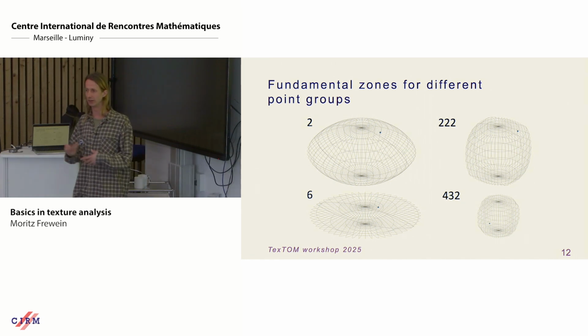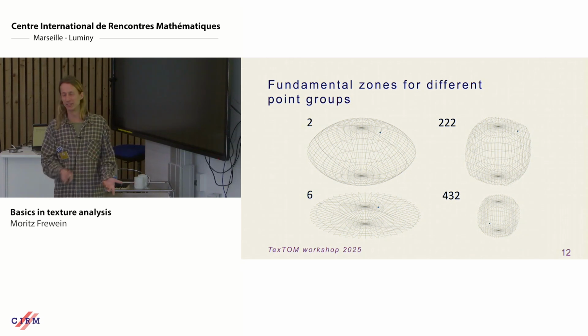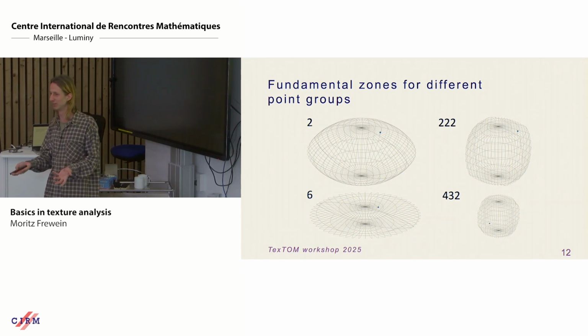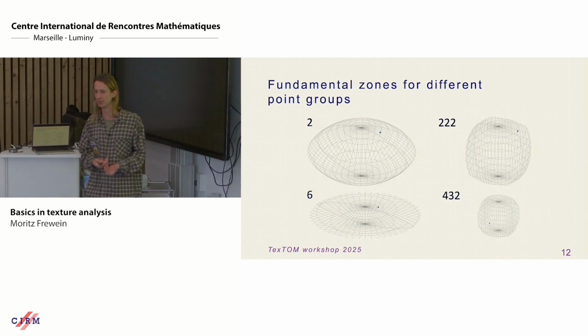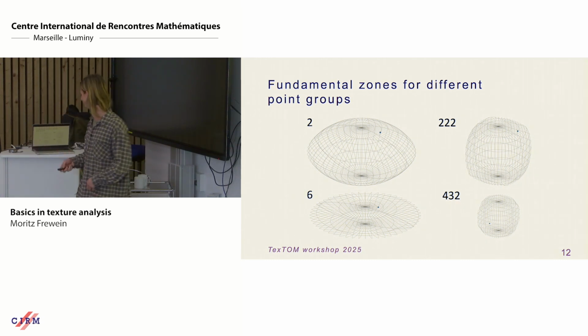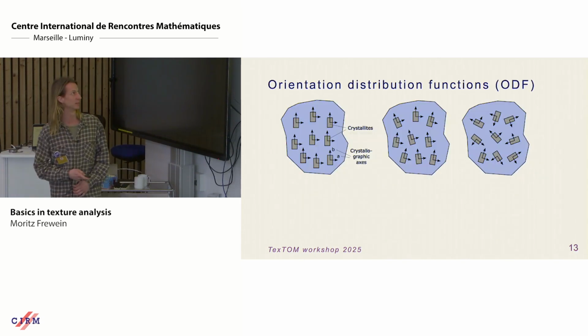So this is very important because the smaller the orientation space, the fewer parameters in the end we will have to determine if we want to determine orientations or distributions, as we will see a bit later.